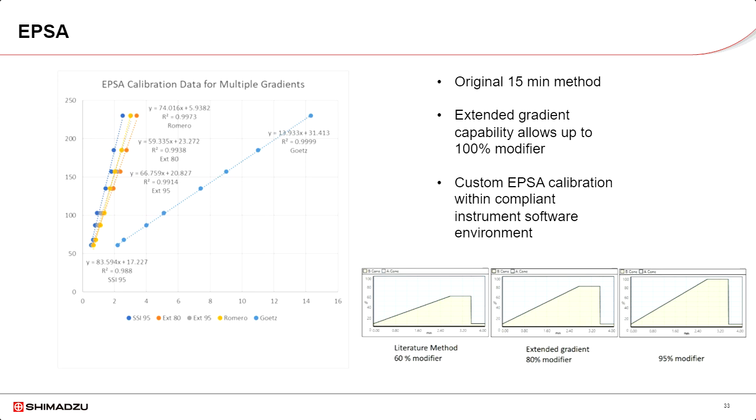The original methodologies for EPSA were approximately 15-minute methods. In 2018, Romulo Romero and company showed that they were able to shorten that effectively to a 5-minute run, and Shimadzu then looked at extending those modifier gradients to increase the speed of EPSA, and were able to find that the gradient could be sped up while still maintaining the elution order and maintaining acceptable linearity of the elution time regression.